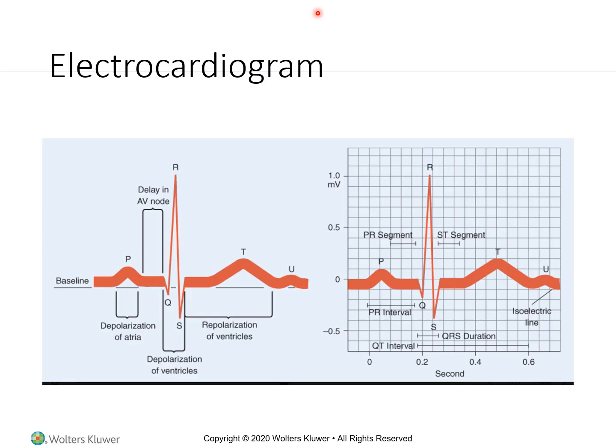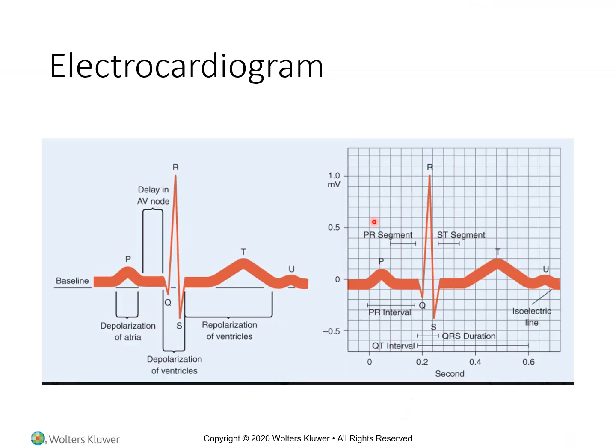Atrial repolarization occurs during ventricular depolarization, and so it's hidden within the QRS complex. So while the ventricles are depolarizing, the atria are repolarizing, getting themselves ready for the next contraction. You just can't see it in the EKG like you can the repolarization of the ventricles, because it's just kind of buried in that stronger electrical activity that we see when the ventricles depolarize.